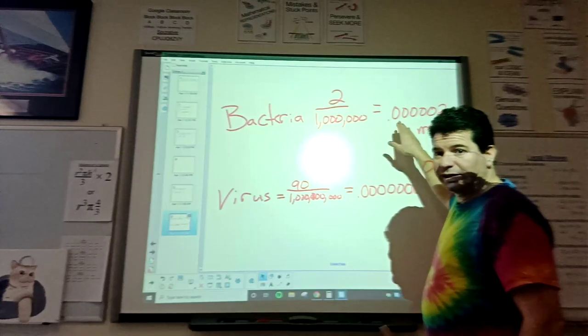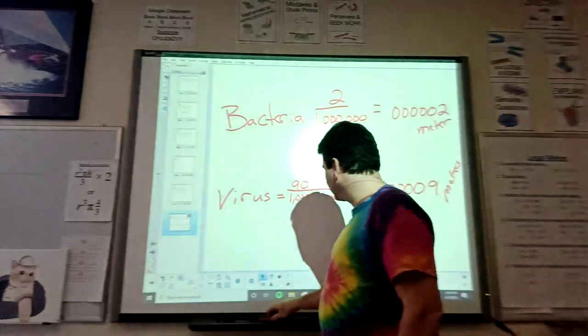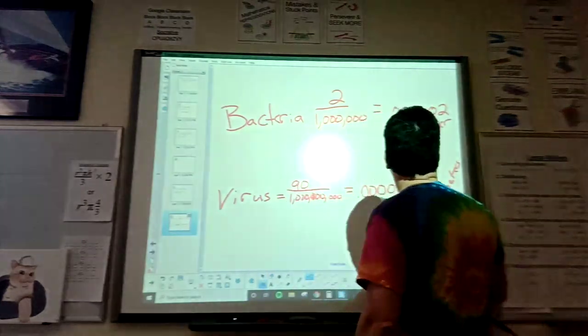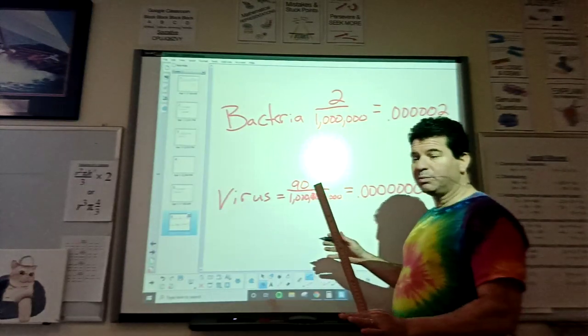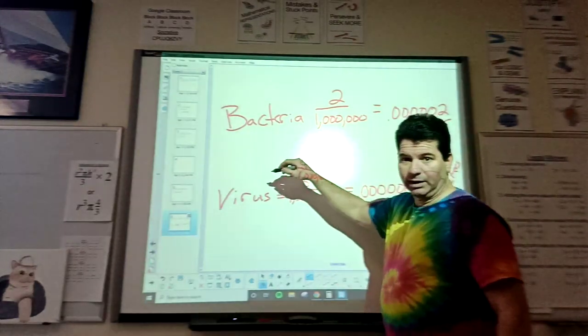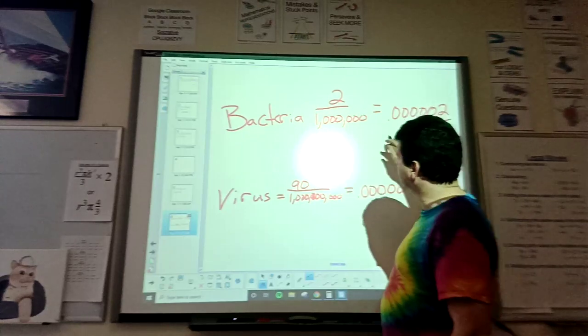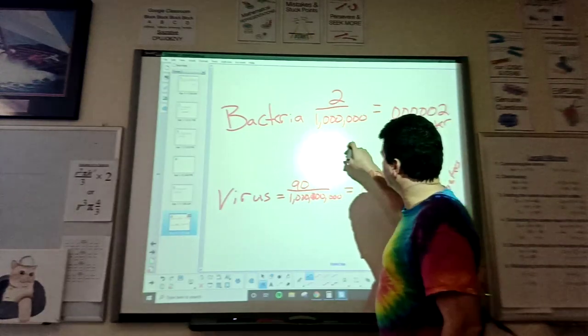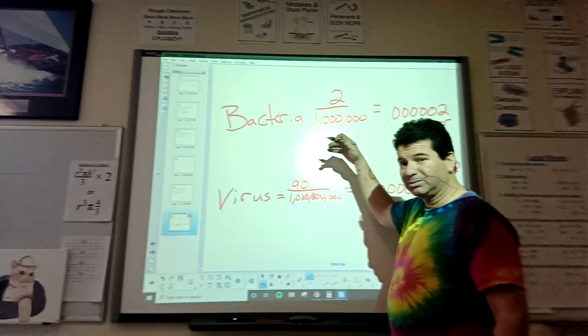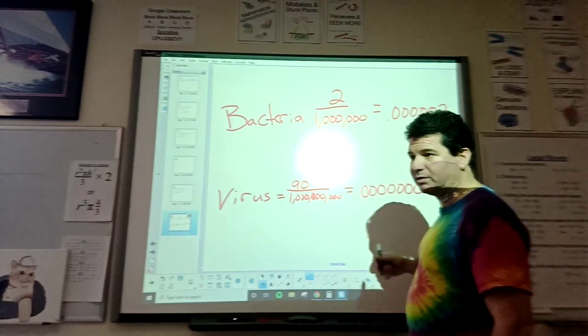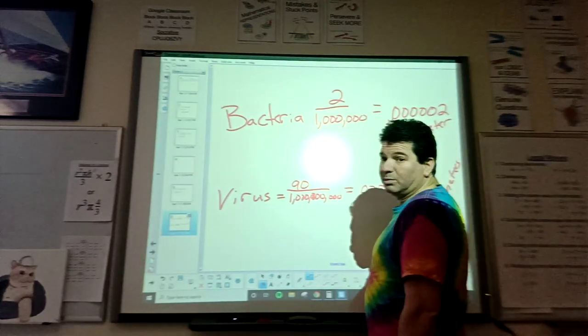Here's what that looks like in scientific notation. All right? Now, before we were moving the decimal this way with the big numbers, we're moving it to make the number smaller, and then we'd say times 10 to the whatever power. Same kind of deal, but now we're going the other way.